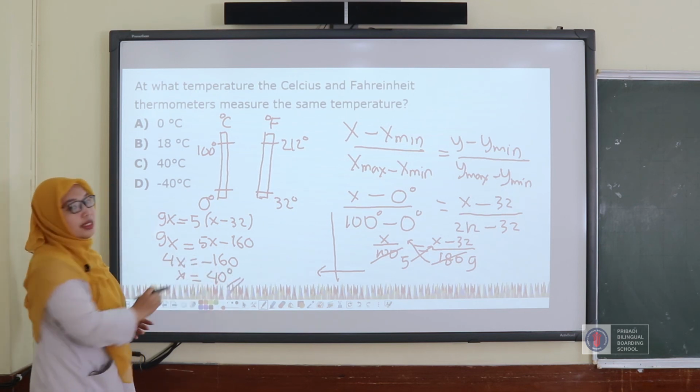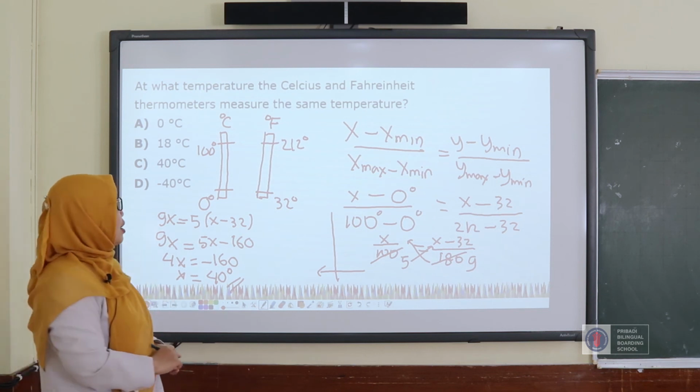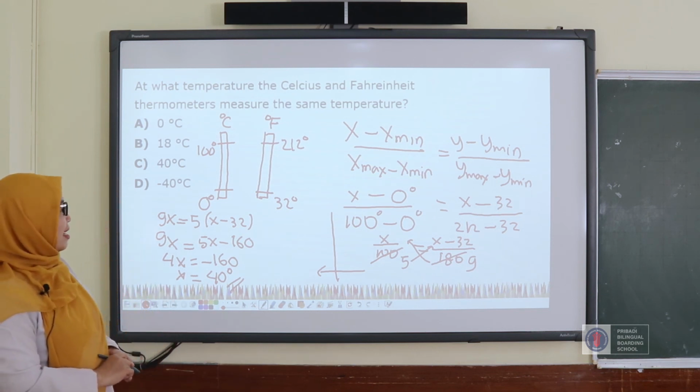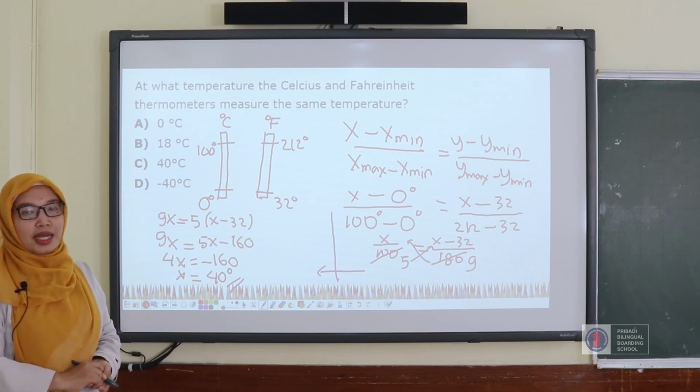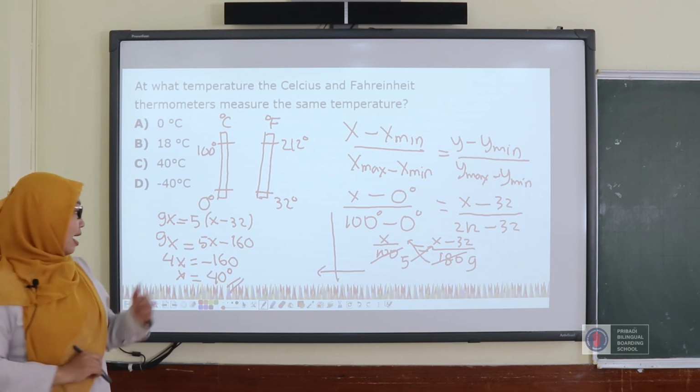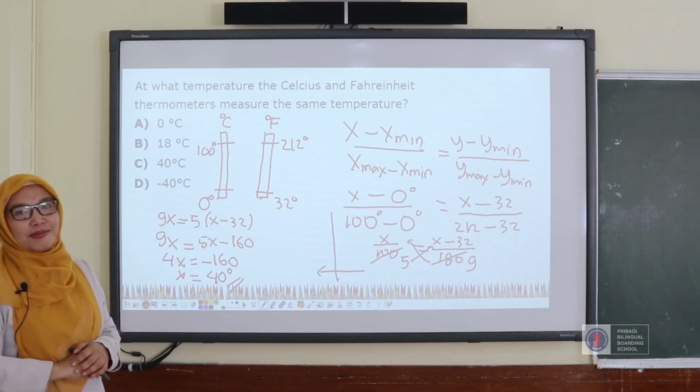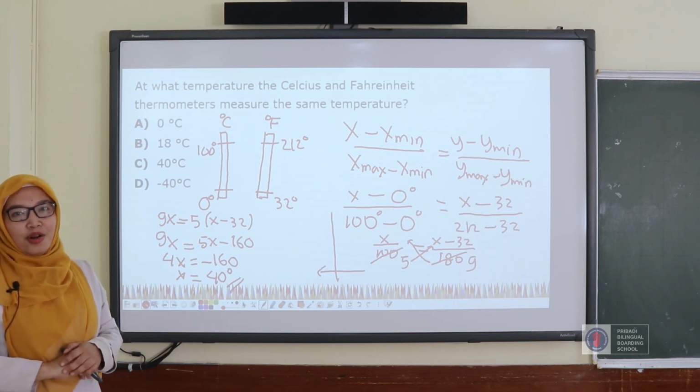So here is the answer. And we can conclude that the Celsius and Fahrenheit scales show the same temperature at -40 degrees. Okay, I think that's all for our lesson today.